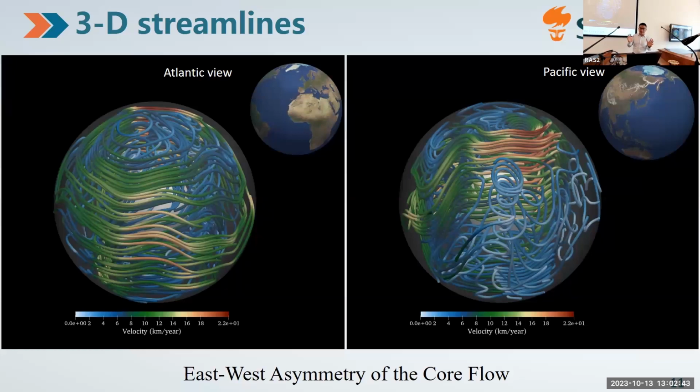And we can see a very clear east-west asymmetry of the core flow. In the Atlantic hemisphere, it is basically dominated by a large-scale azimuthal flow, which returns back to the Pacific at high latitude. And in the Pacific hemisphere, we see this very interesting helical flow. It looks like the conventional cartoon picture you see for convective cells in a rotating regime. And these are small-scale convective cells. This is quite different dynamics.